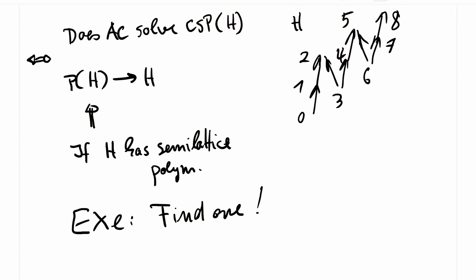Now we have seen that for the tournament graph, the minimum operation was a semilattice polymorphism. Now here, what could be a semilattice polymorphism for this graph H? If you don't have an idea, look into the script. I think it's somewhere in the script.